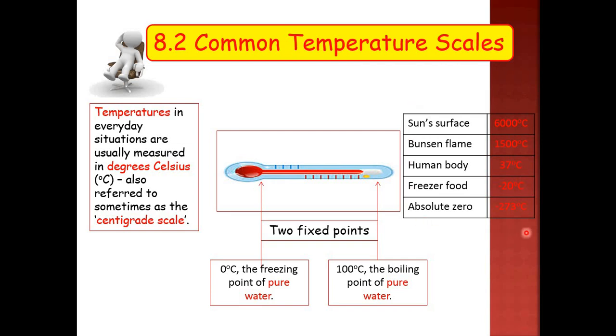So these are basically some of the temperatures of objects in this world. The sun's surface is equal to 6,000 degrees Celsius. The Bunsen flame is 1,500 degrees Celsius. The normal human body temperature is 37. Freezer food is negative 20 degrees Celsius. And the last one is absolute zero temperature, which is equal to negative 273 degrees Celsius.